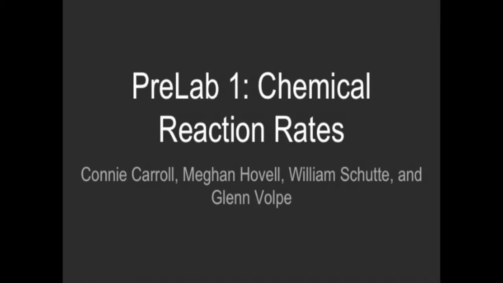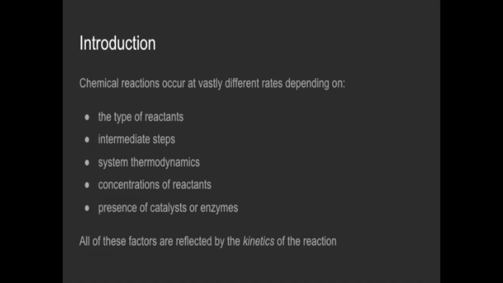Hello, this is an introduction to the first lab for BCHE3180, chemical reaction rates. Chemical reactions can obviously occur very slowly or very quickly depending on a number of factors, mainly the type of reactants, any intermediate steps, thermodynamics, but most importantly the concentrations of the reactants. Anyway, all of these factors are reflected in the kinetics of the reaction.